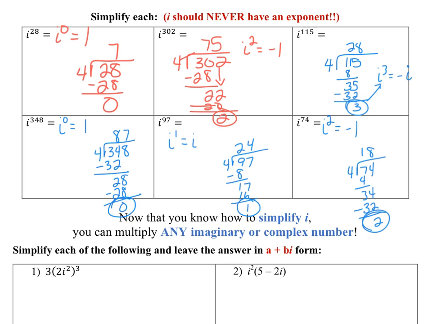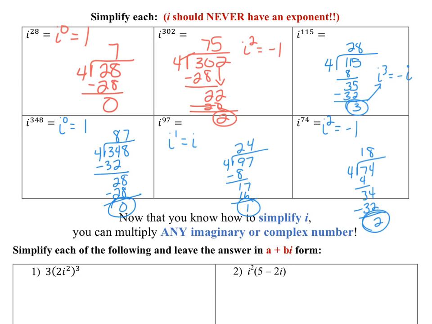All right, so here are the answers. If you need to look them over more closely, just pause it and look it over more closely. So this one, i to the 302 is -1, i to the 115 is -i, i to the 348 is 1, i to the 97th is i, and i to the 74th is -1.